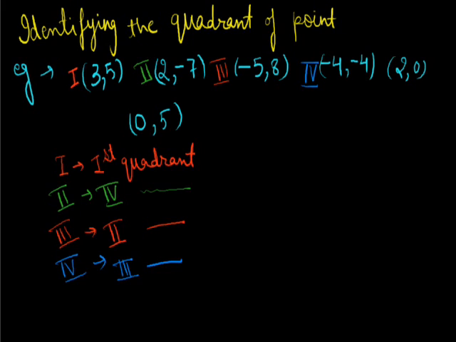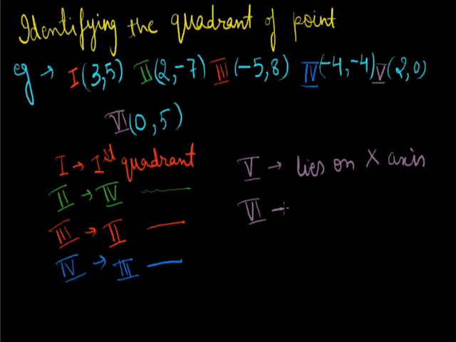There are two more points which have one coordinate 0. That is the fifth point in which y coordinate is 0. That means the point lies on the x-axis. And the sixth point in which x coordinate is 0, the point lies on the y-axis.